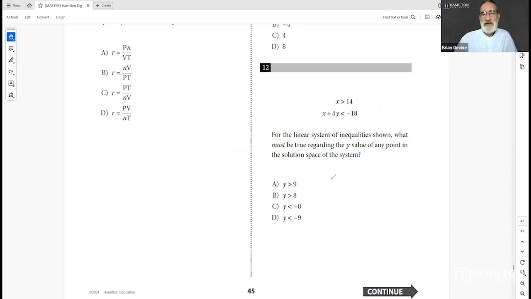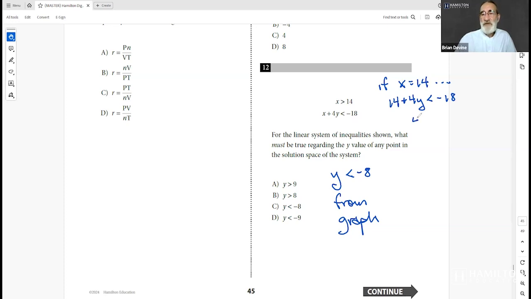But you can also look at it this way, from the graph. What if x was 14? Then we can say that 14 plus 4y has to be less than -18. Which would mean that 4y has to be less than -32, which means that y has to be less than -8. And again, you can algebraically prove that answer.